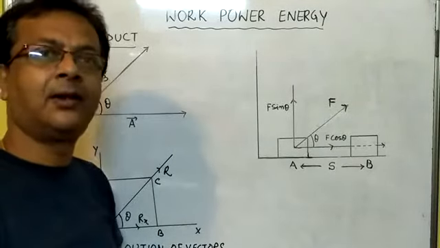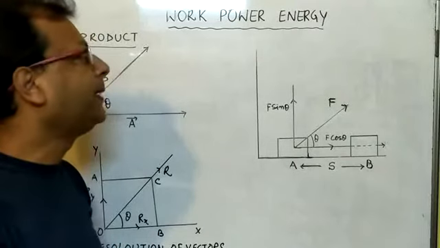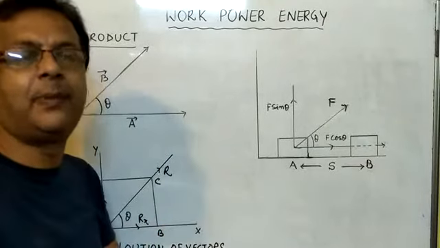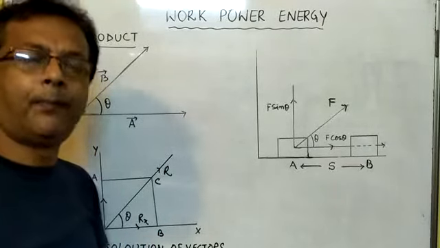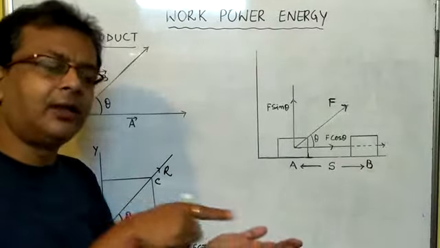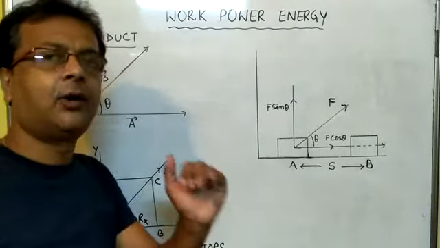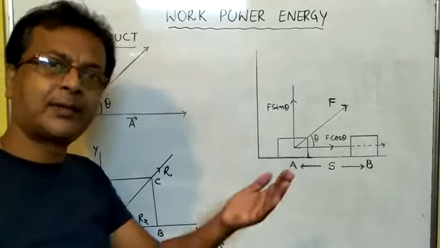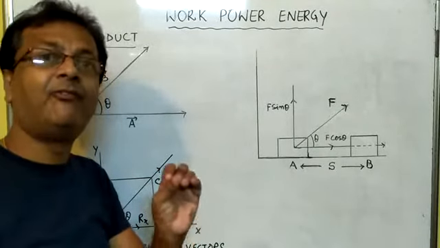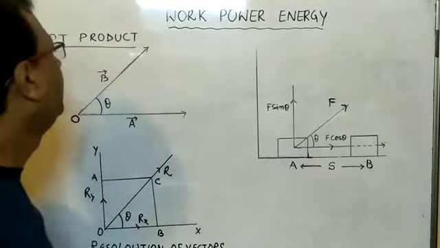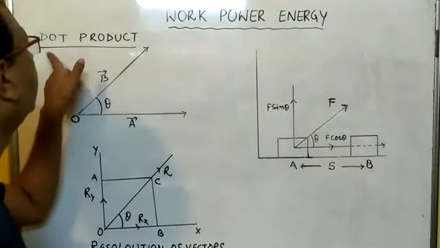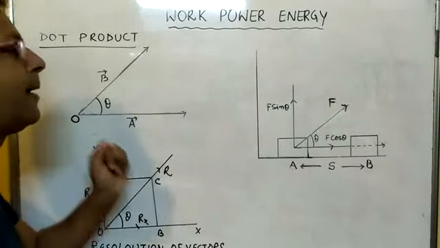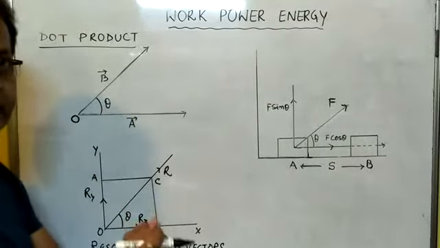In physics, as you have studied in school, work basically means when a force causes a displacement to a body and the component of the force is along the direction of the displacement, that is called work. To understand work, we must go a little back and understand vectors. First of all, we must understand what is called a dot product. Dot product means multiplication of vectors.